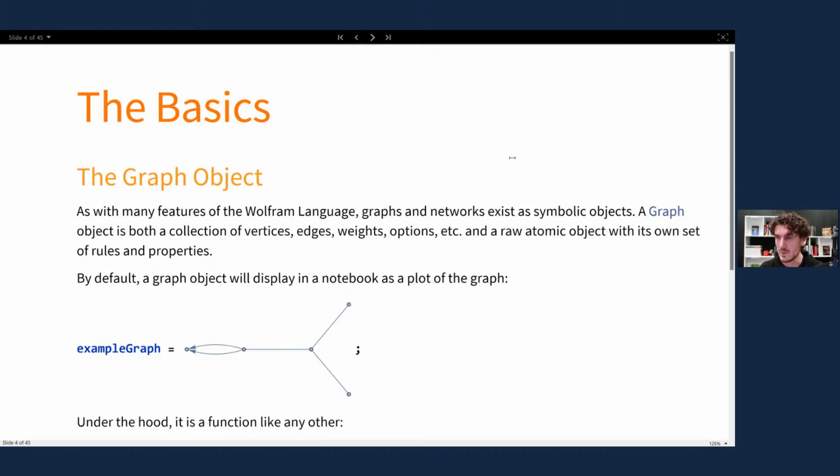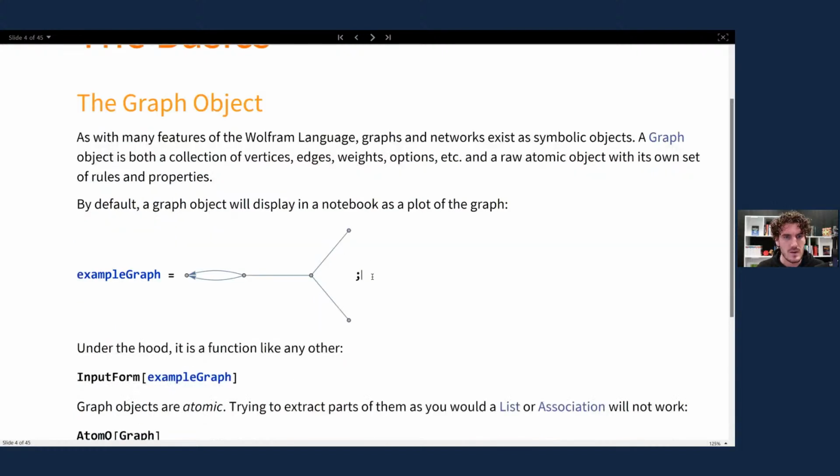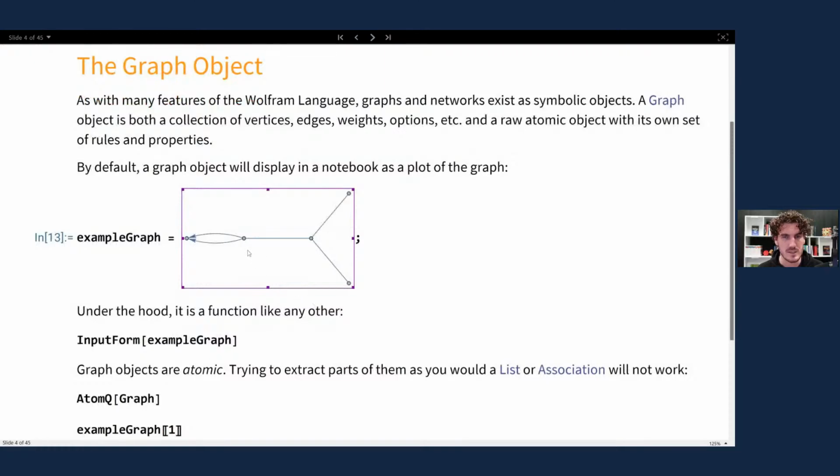That word atomic is important because there are these notions of atoms in the Wolfram language, and a graph is an example of an atom. Okay, so here's an example of a graph. You can see this is our graph here, some basic relationships between nodes.